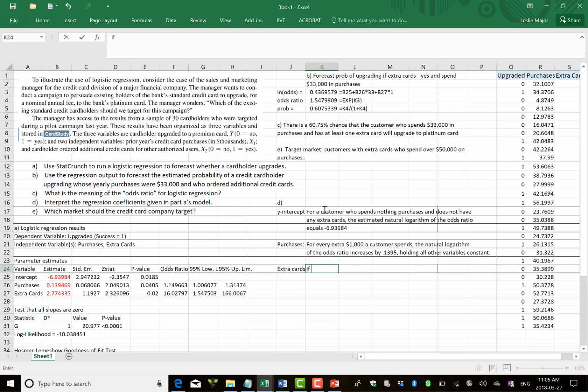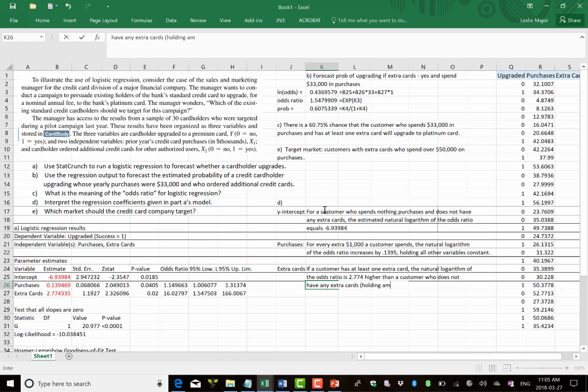So last one, extra cards. If a customer has at least one extra card attached to this account, the natural logarithm of the odds ratio is 2.774 higher than a customer who does not have any extra cards, holding the amount purchased constant. And that's the definition of those coefficients that you end up with.